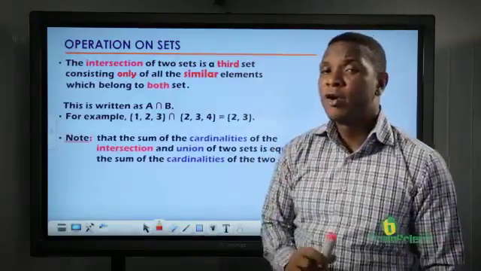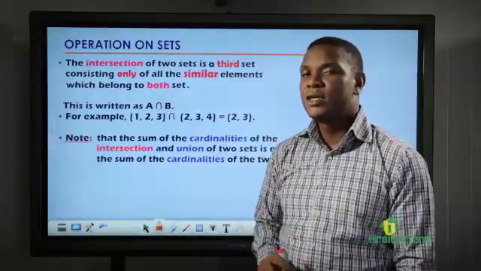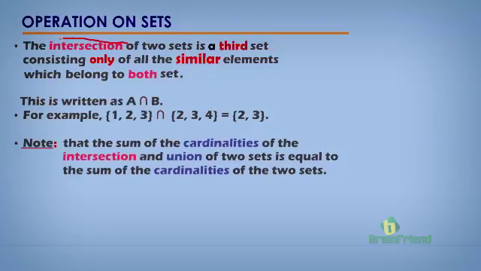Another very useful operation that takes place between sets is the intersection. The intersection of two sets is a third set that consists only of all the similar elements which belong to both sets. The symbol for intersection is like the inverted symbol that we use in the union operation.